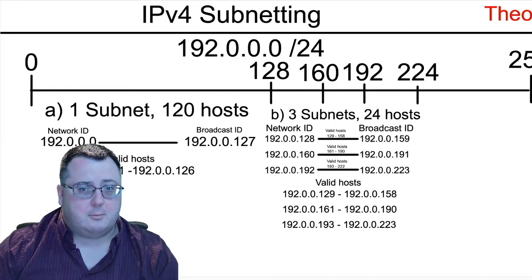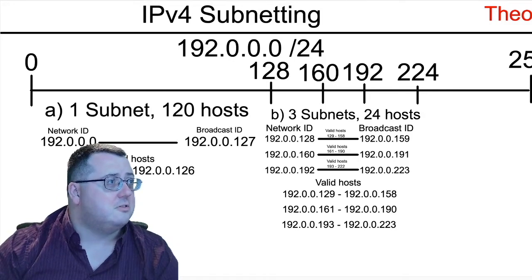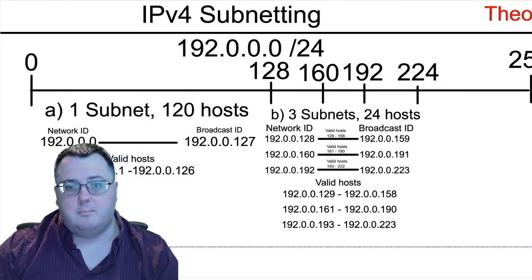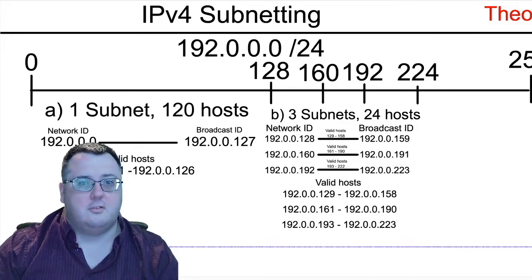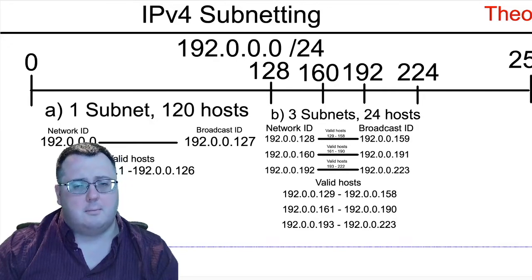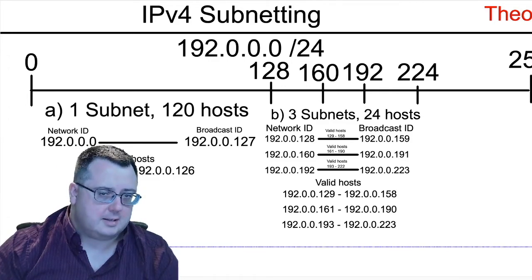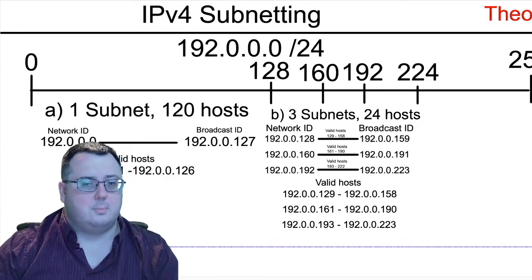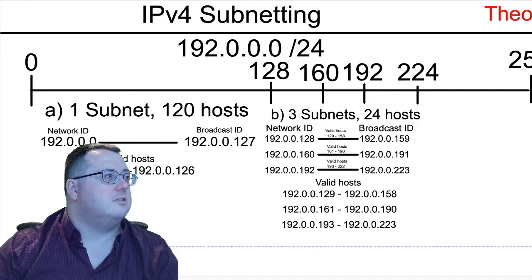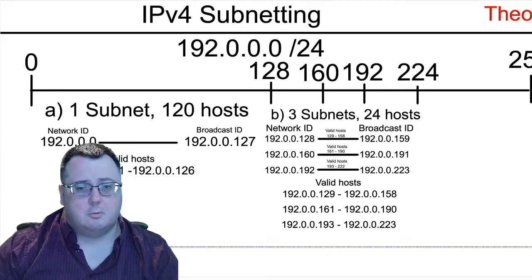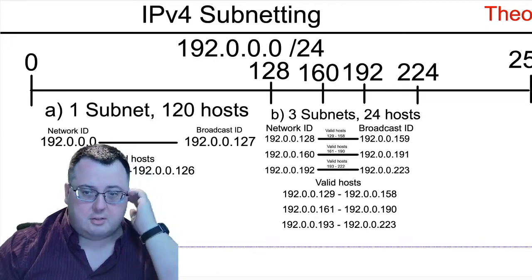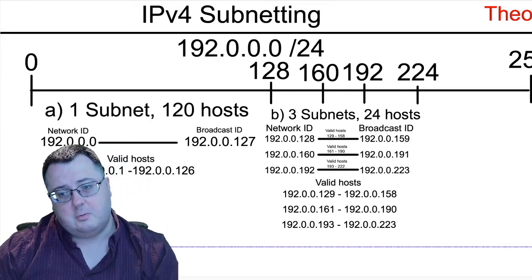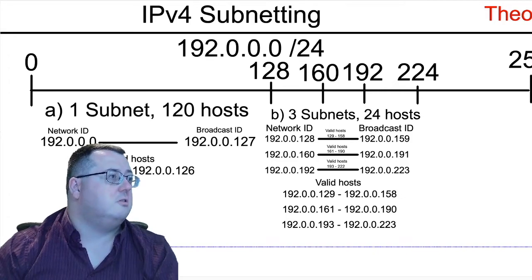The second part of it was 3 subnets with 24 hosts. So you can see here that I've gone up in 32s because 32 is the only number of hosts that will cater for 24 hosts in each subnet. So 128, 160, 192, 224, and those would be your valid hosts there displayed on the screen. Okay, 192.0.0.129 through 158, 161 through 190, and 193 through to 223.